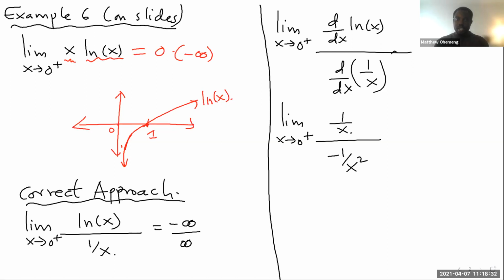So let's move on. Now, we have 1 over x over negative 1 over x squared. Now, as I said, whenever you differentiate, simplify before you move on. Don't keep plugging in and keep differentiating, right? So at this step, I see 1 over x divided by negative 1 over x squared.